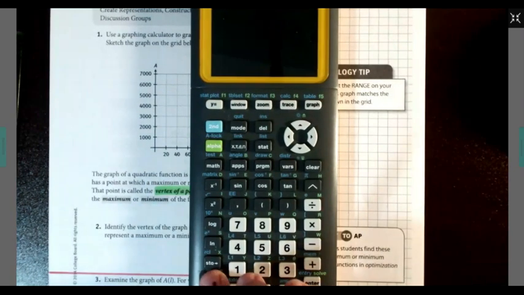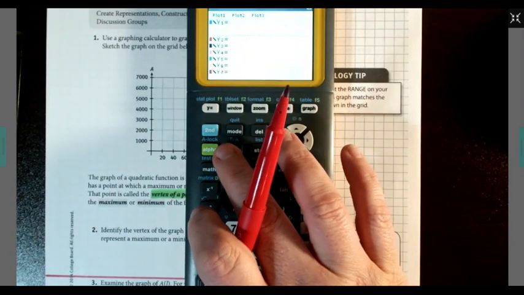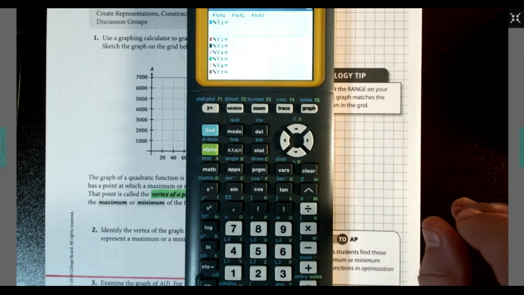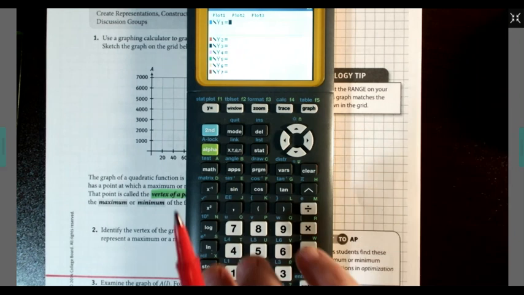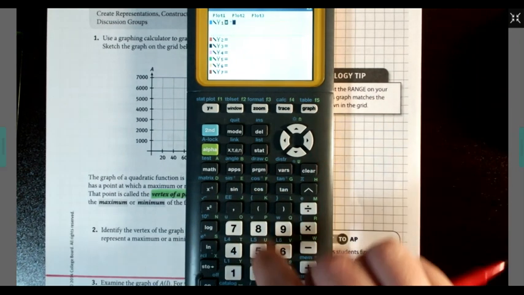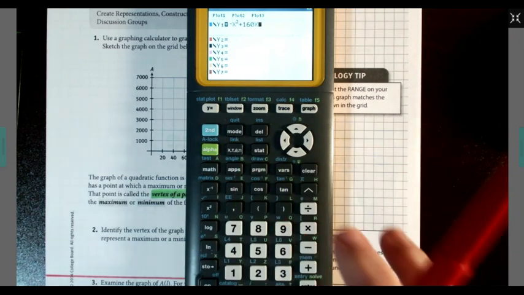Now that was A of L equals negative L squared plus 160L. When we do this, we need to make sure that we type in X's instead of L's because the calculator will not recognize it. So negative X squared plus 160X.